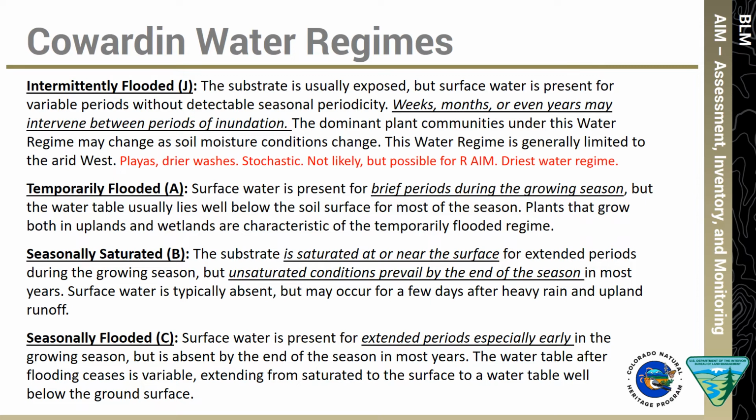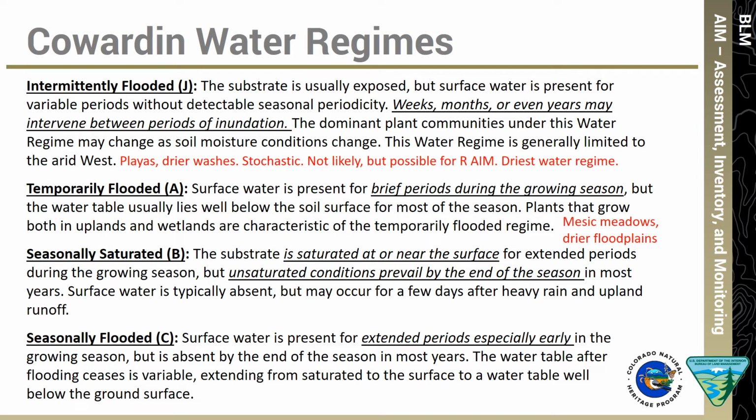The next driest regime is A, or temporarily flooded. For these wetlands, surface water is present for brief periods during the growing season, but the water table usually lies well below the soil surface for most of the season. Plants that grow both in uplands and wetlands are characteristic of the temporarily flooded regime. This water regime is really for mesic meadows and drier floodplains. These sites are on the very edge of what would be considered wetland.